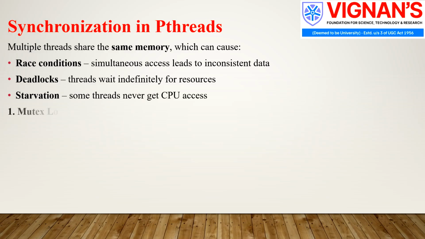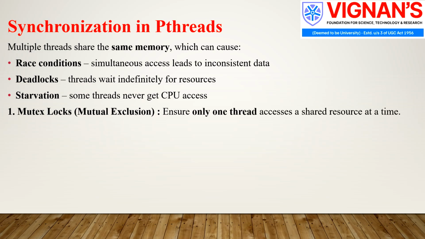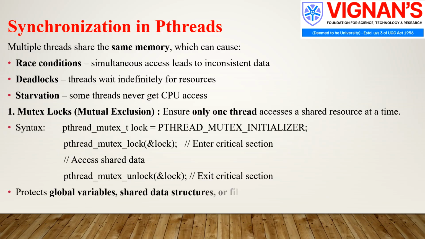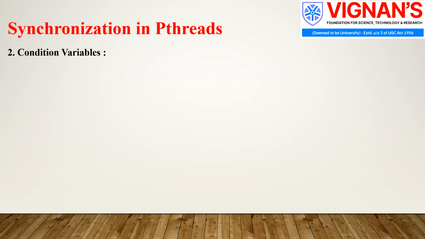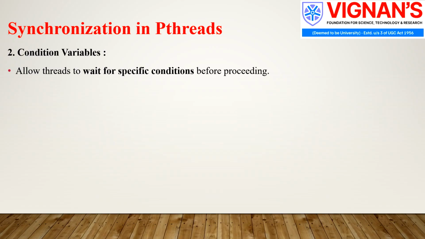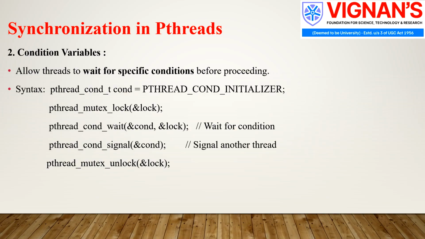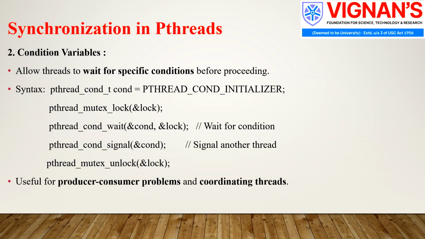1. Mutex locks, mutual exclusion. Ensure that only one thread accesses a shared resource at a time. Syntax. Protects global variables, shared data structures, or files from concurrent modification. 2. Condition variables. Condition variables allow threads to wait for specific conditions before proceeding. Syntax. They are especially useful for coordinating threads in scenarios like producer-consumer problems, where threads need to wait for resources or events before continuing execution.